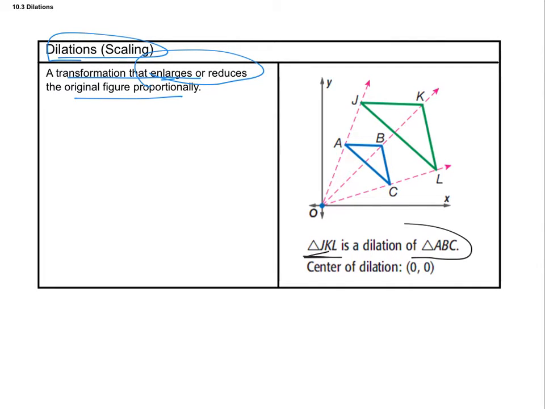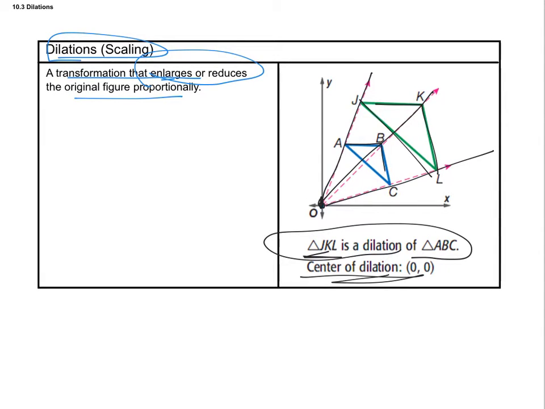JKL is a dilation of ABC. So the center of dilation, where everything starts at, is here. So you're taking everything and going out with it in this case. So JKL would be a dilation of ABC. So you're taking this and moving it out.